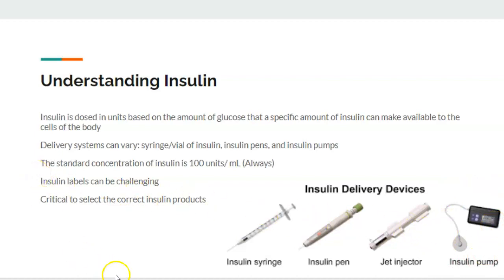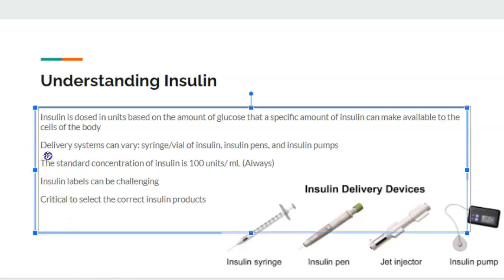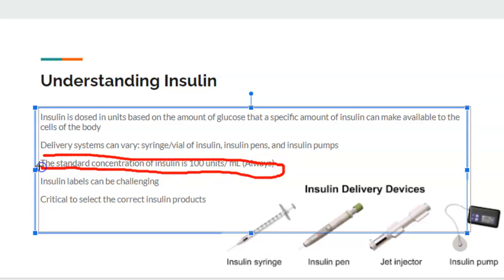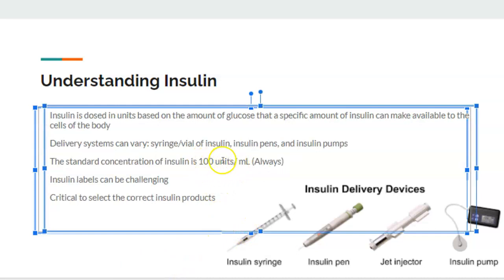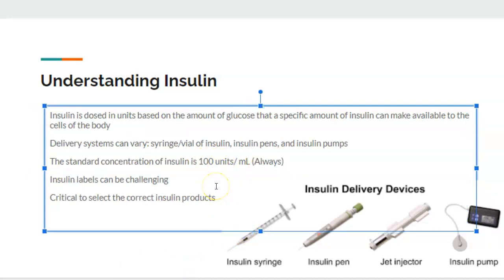The one thing you need to know, and I'm going to circle this because you guys need to know this, is that the standard concentration of insulin is 100 units per milliliter. That's important to know right there, 100 units per milliliter, always. Sometimes insulin labels can be challenging to read, so it's critical to select the correct insulin product when you're filling a patient's order.